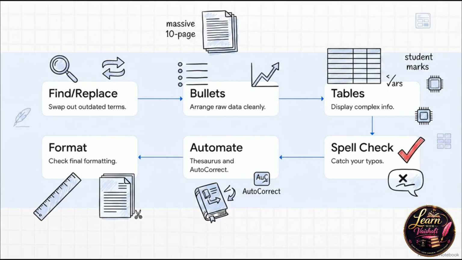Here is the exact chronological life cycle of how you edit that assignment using the tools we just talked about. Step 1. You run find and replace to quickly swap out any outdated terms across all 10 pages. Step 2. You take your raw data paragraphs and arrange them cleanly with bullets and numbering so it's easy to read. Step 3. You create tables to properly display any complex information like student marks or hardware specs. Step 4. You run the spell and grammar check to instantly catch all those fast typing typos. Step 5. You elevate your language using the thesaurus to sound sharper while letting AutoCorrect fix the small stuff behind the scenes. And finally, Step 6. You do a final check on your formatting and hyphenation to make sure the margins are crisp. By following this exact workflow, you turn a messy, stressful draft into a highly organized, top-tier document.